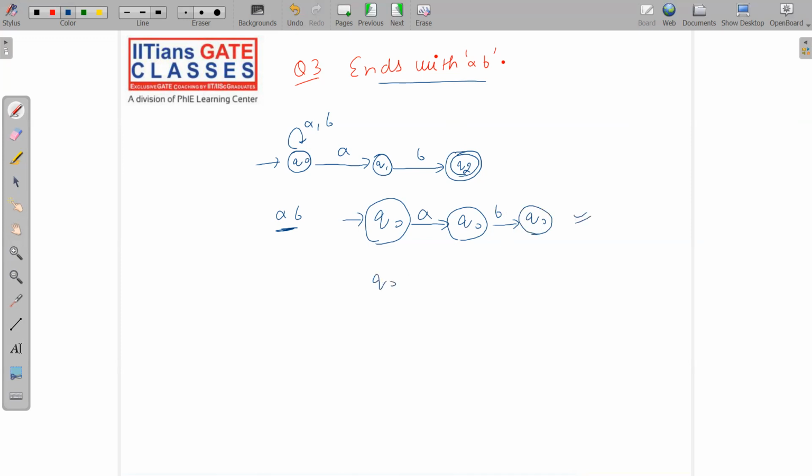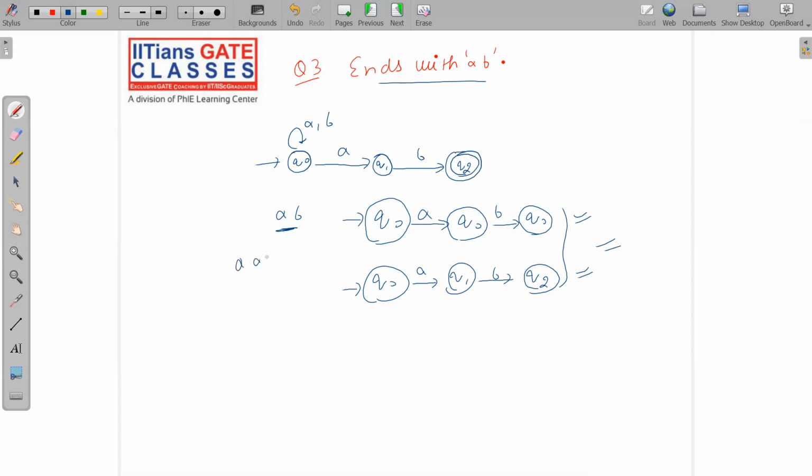Another path is Q naught, then A will lead to Q1 and B will lead to Q2, and Q2 is our final state. So one path is leading us to the final state, hence the string will be accepted. So AB is accepted.